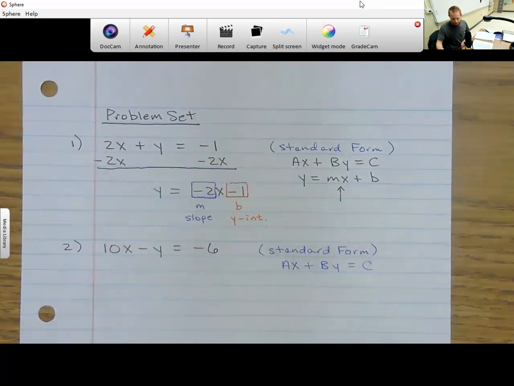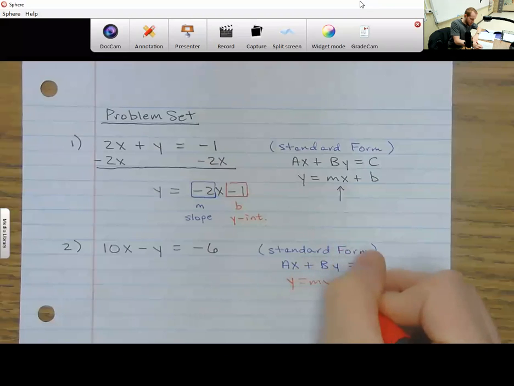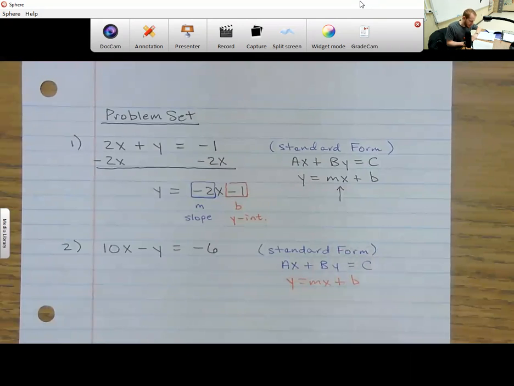Okay? But I want to take it and I want to make it into slope-intercept form. I want to make it into y equals mx plus b. So how can I do that? Well, I want to get y by itself, right? So how do I do that? Well, I've got to get rid of this 10x first. I've definitely got to get rid of that 10x. That's the first thing I want to do.